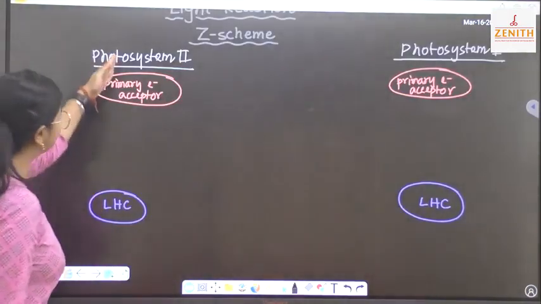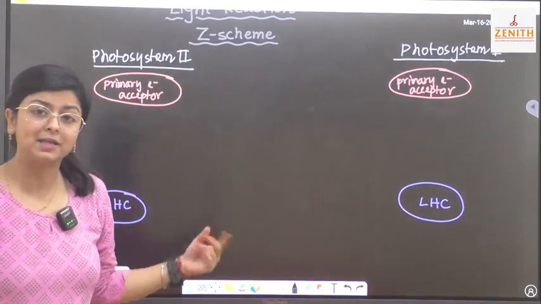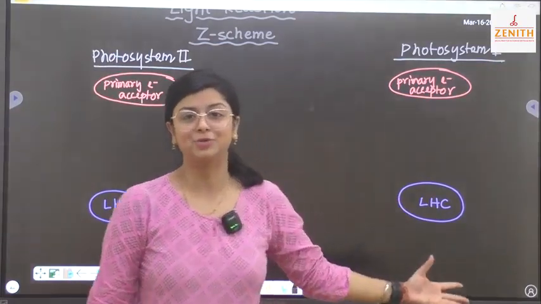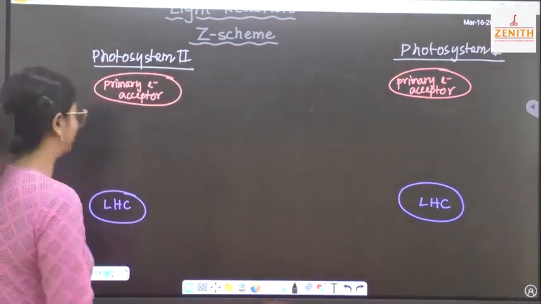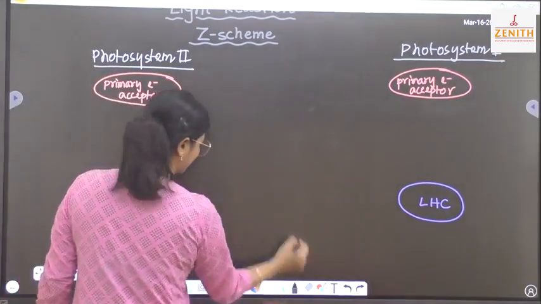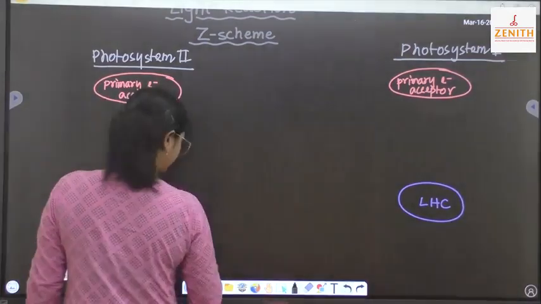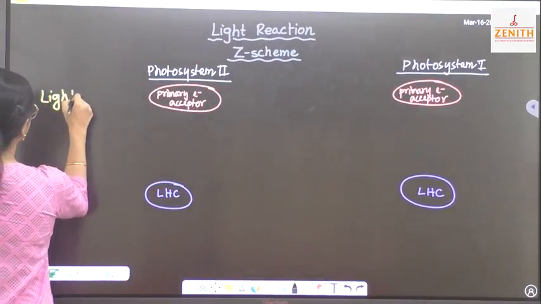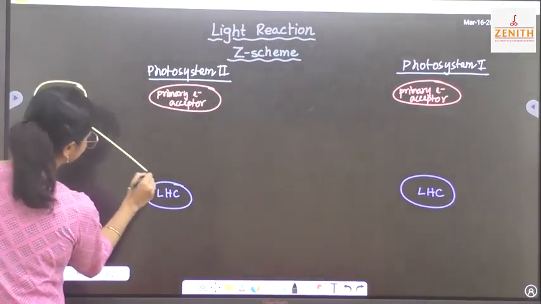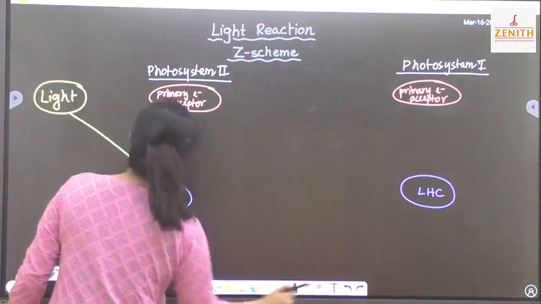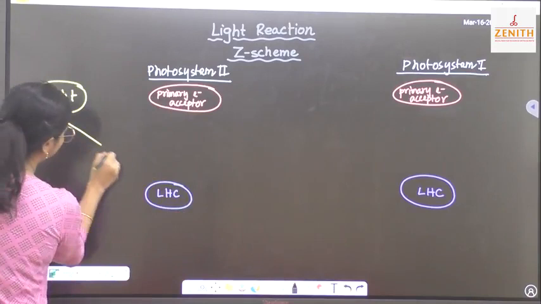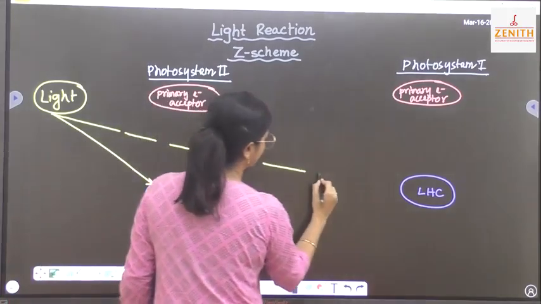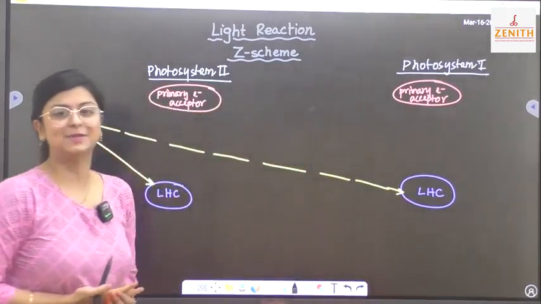Okay, so we know that photosystem 2 will be excited when it absorbs sunlight of 680 nanometer, and photosystem 1 will be activated when it absorbs sunlight of 700 nanometer wavelength. So now what happens? Here will be the light which will fall both here and there. In both the LHCs, the light is basically falling.